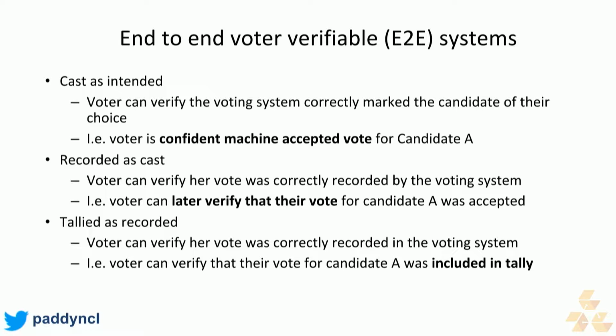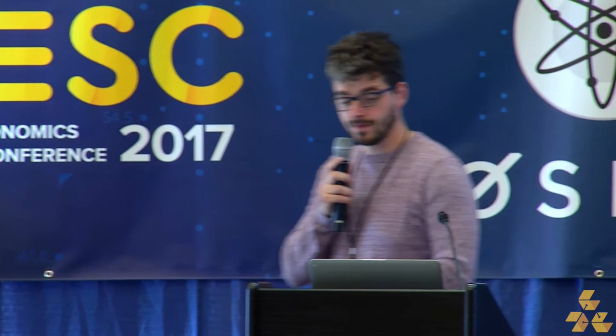The first property is that I go to a polling station, and I'm on the voting machine, and I'm ready to cast my vote. I should have confidence that the voting machine has recorded my vote. Then when I leave the polling station, I should be able to look at this public bulletin board and see that my vote has actually been recorded in the election. And then after the election's over, and the tally is published and my party wins, I should be able to see that my vote was actually included as part of the tally.